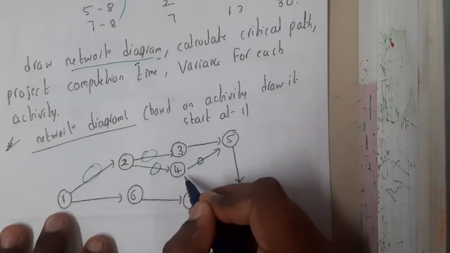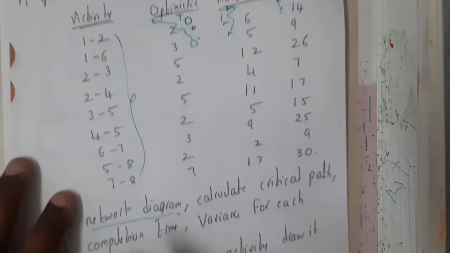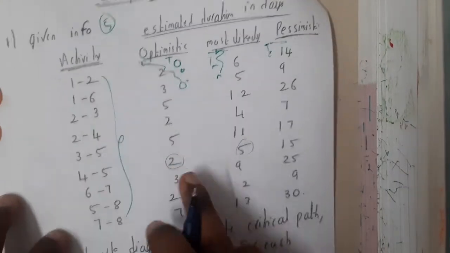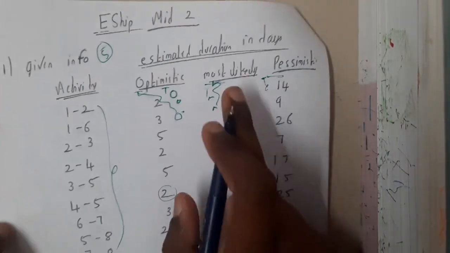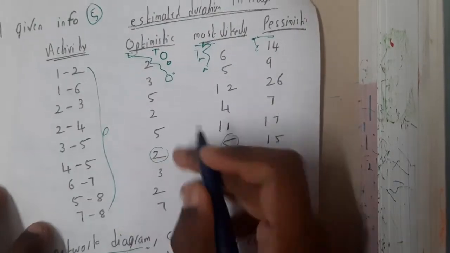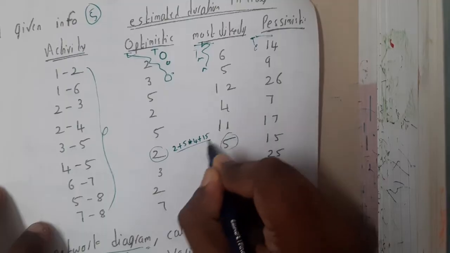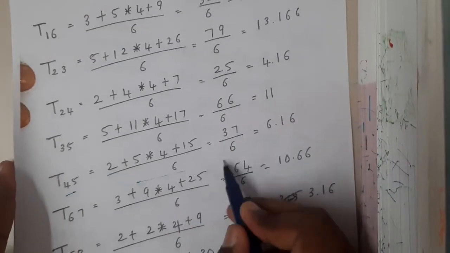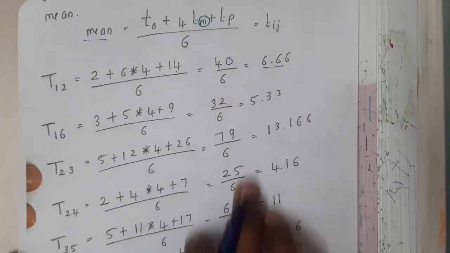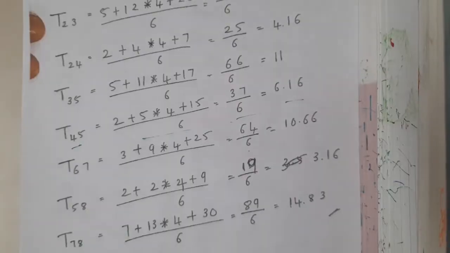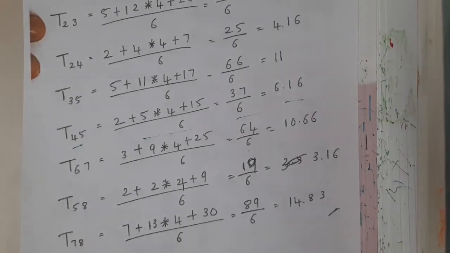Now you are confused here, guys. For 4 to 5, go to the table, 4 to 5. Here we have 2, 5 and 15. This is the optimistic time, so directly adding: 2 plus most likely into 4, 2 plus 5 into 4 plus 15 by 6. This is nothing but your value for 4, 5, guys. In this way you'll be solving. I hope everyone can solve it, right? Once you solve this whole part, make sure that you are carrying a calculator for this examination, guys.